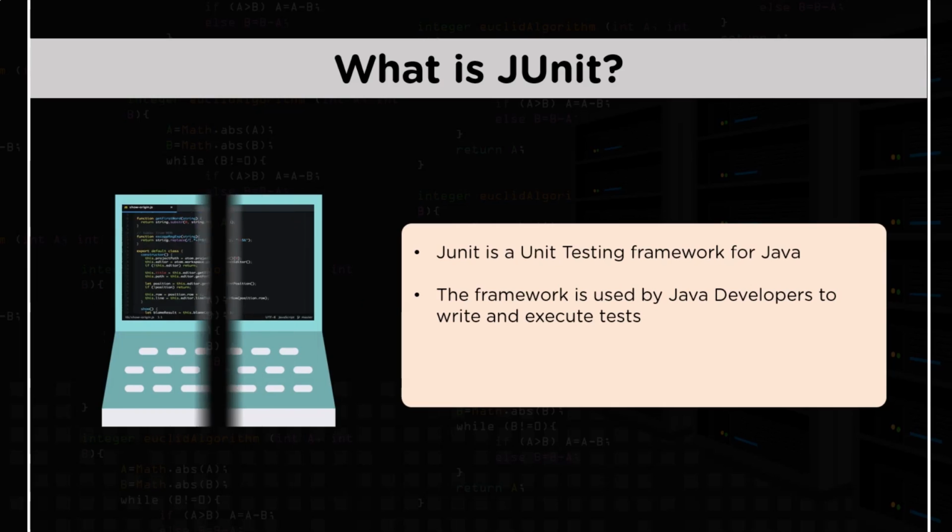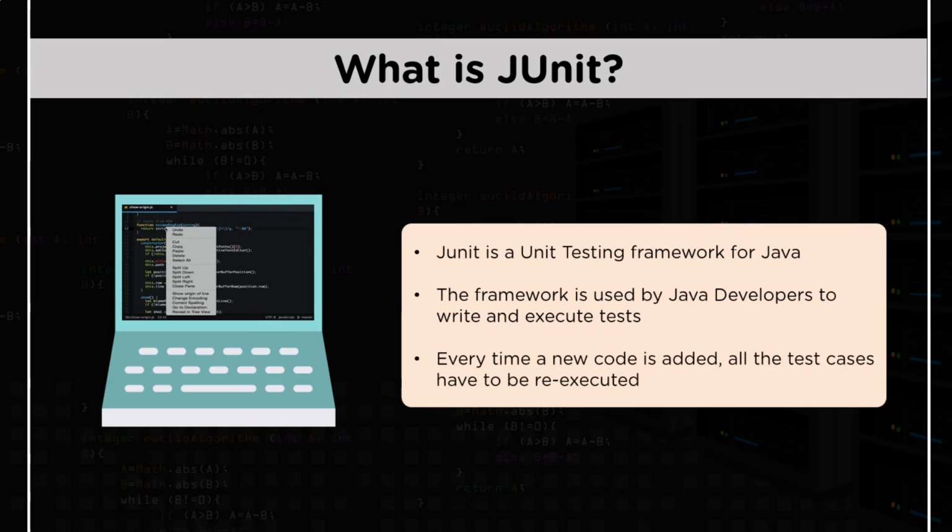Every time a new code is added, all the test cases have to be re-executed to make sure that nothing is broken. There are graphs in JUnit that show the progress of the test. The graphs show green when the test runs smoothly and it turns red when the test fails.